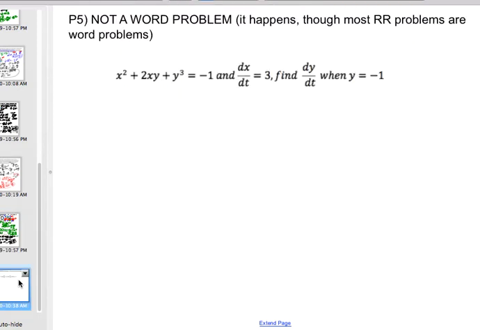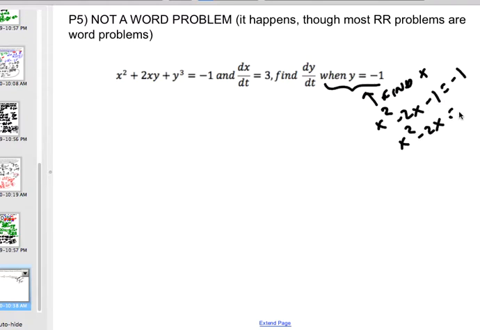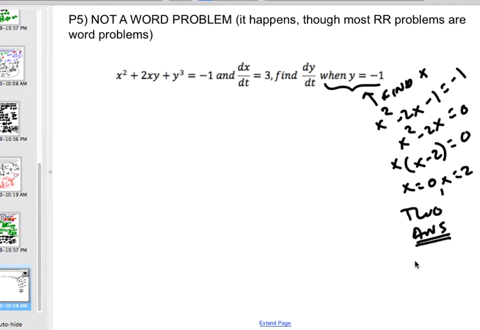Go ahead and pause me if you want. It's the same situation. It's up to you, but I would argue that knowing that you need the x at some point, you might want to just go ahead and find x. So you're going to get x squared minus 2x minus 1 equals negative 1, so x squared minus 2x is 0, so x is either 0 or 2. So there's going to be two answers when I'm done. I need to do both of those answers.